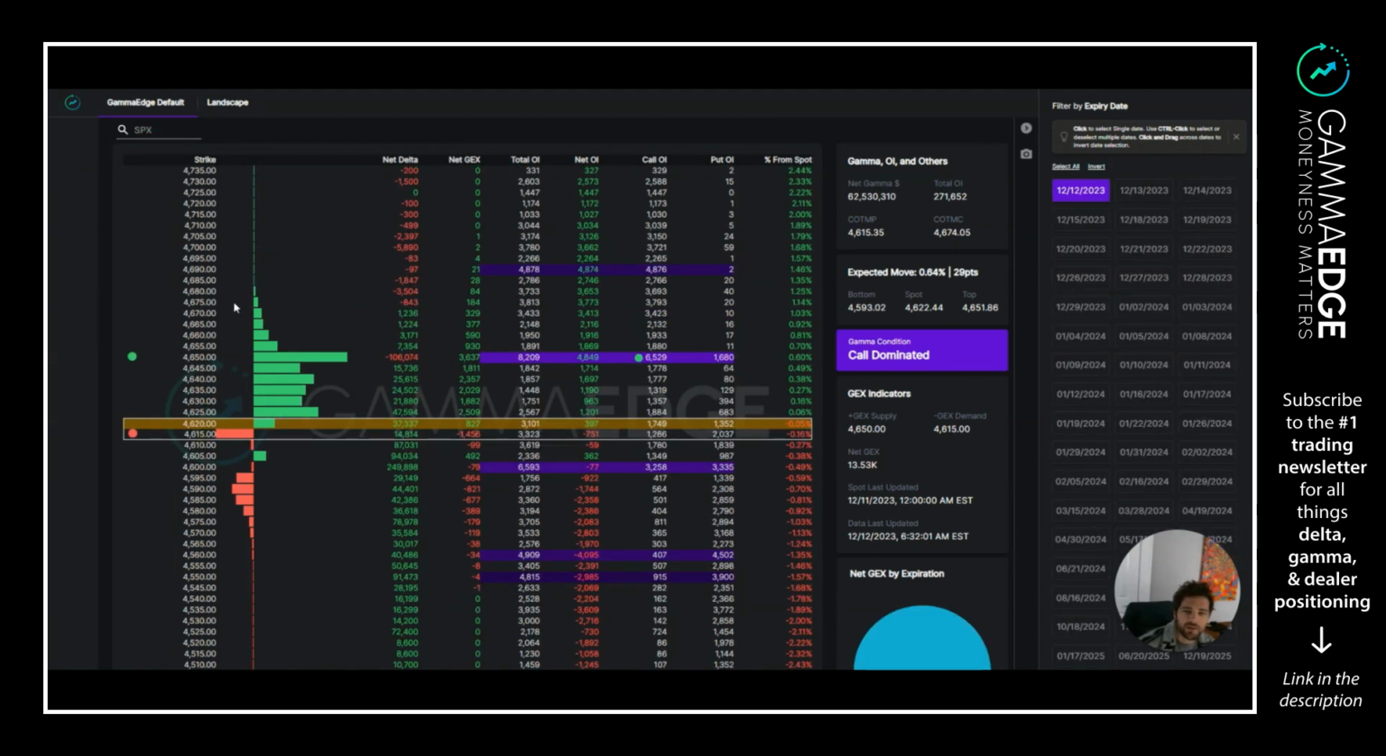Looking at SPX, this is 0DTE. Made a separate video about this, so not going to go too intense into this. You all can watch that. But transition zone 4620, 4615. So 4620 for 0DTE is another key level for the bulls.